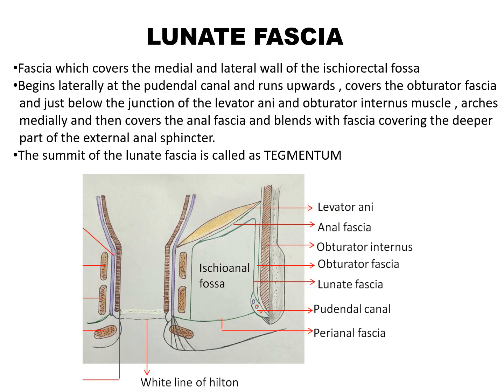The lunate fascia is nothing but the fascia which covers the medial and the lateral wall of the ischiorectal fossa. The lunate fascia starts from the anal pudendal canal and runs upwards, covers the obturator fascia, and just below the junction of the levator ani and the obturator internus muscle. In other words, just below the junction of the obturator fascia and the anal fascia, it arches medially, then it covers the anal fascia, blends with the fascia covering the deeper part of the external anal sphincter. The summit of the lunate fascia is called tegmentum.